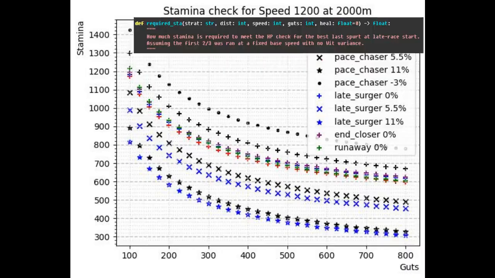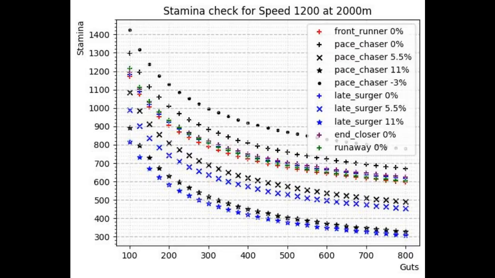horse has. Assuming the horse ran at exactly base speed for the first 2/3 of the race, we can calculate how much stamina is required to run the entire late race at the last spurt's best target speed. This is the function that does that calculation. It also accounts for recovery skills and debuffs.